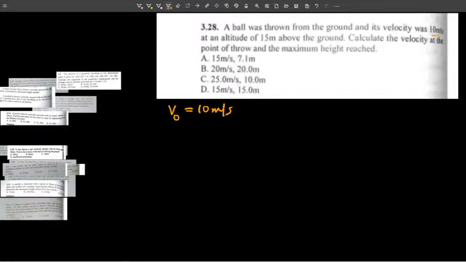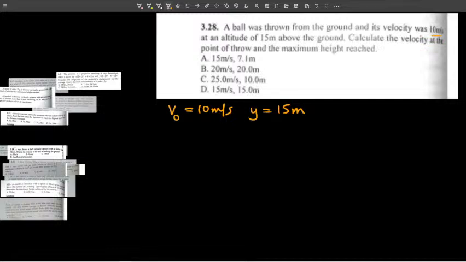And what's the altitude? The altitude also means the height which the ball attained, which is 15 meters above the ground. That's distance. But that distance is in the y direction, Abby. So y is 15 meters. Then the velocity at the point of throw, and the maximum height. The ball was thrown from the ground and the velocity was that.